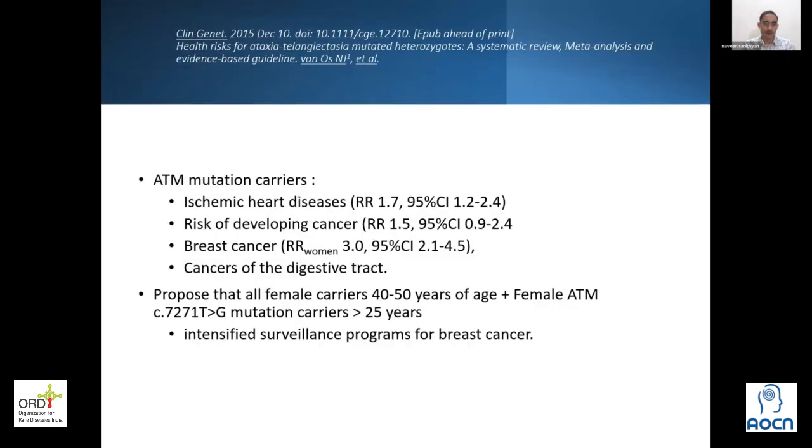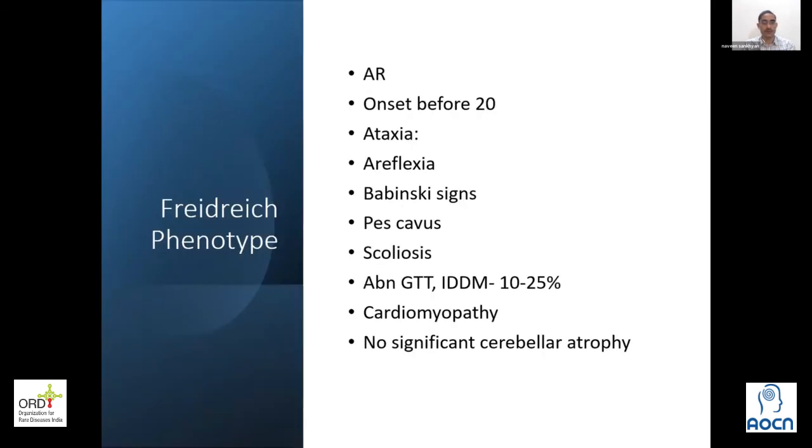Here again, one practice point is that those who are heterozygous carriers of a mutation in the ATM gene are at risk for developing ischemic heart disease and cancer, including breast cancer. And in these patients, a more intensified surveillance program is indicated, particularly for women who are predisposed to breast cancer. So this can happen in carriers, and so we have to not just take care of the child, but also keep track of the parents. They are also predisposed to develop cancers.